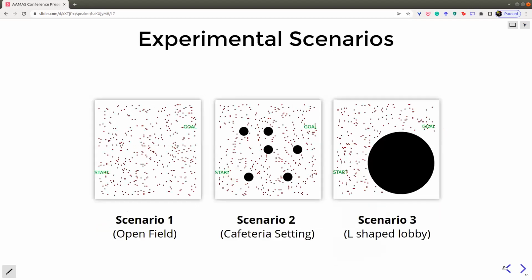We have designed 3 experimental scenarios. Scenario 1 resembles an open field without any static obstacles. Scenario 2 resembles a cafeteria setting with 6 small static obstacles. Scenario 3 resembles an L-shaped lobby with a big static obstacle in the bottom right half.